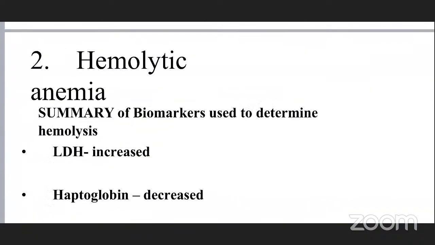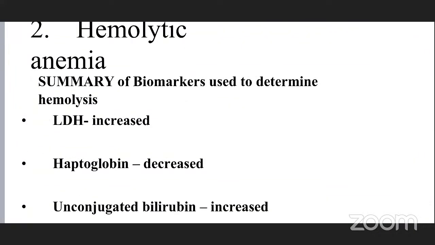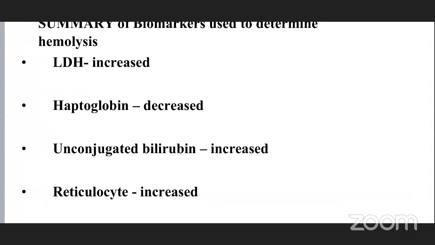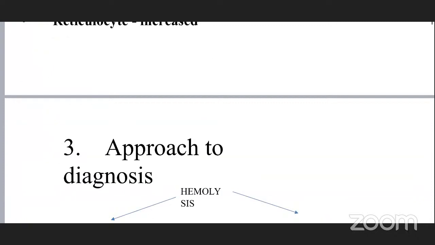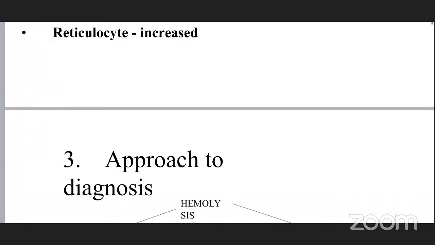Okay, then we look for hemolytic anemia in summary of biomarkers used to determine hemolysis. We have high LDH, low haptoglobin, increased unconjugated bilirubin, and high or increased reticulocytes. Also, I will add, we need to check reticulocytes. It can be with the CBC differential, but also we can look in the blood smear for reticulocytes, spherocytes, and schistocytes, all can be seen in the blood smear in addition to this.